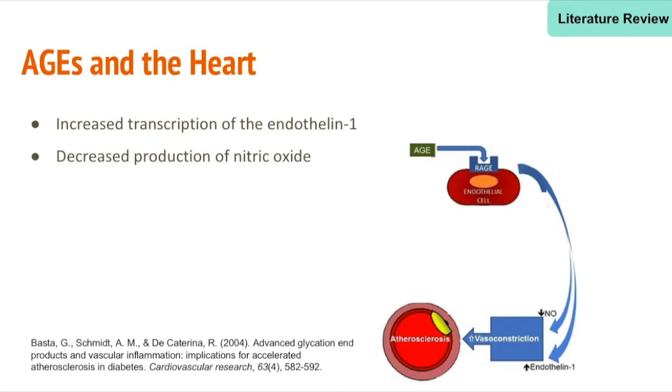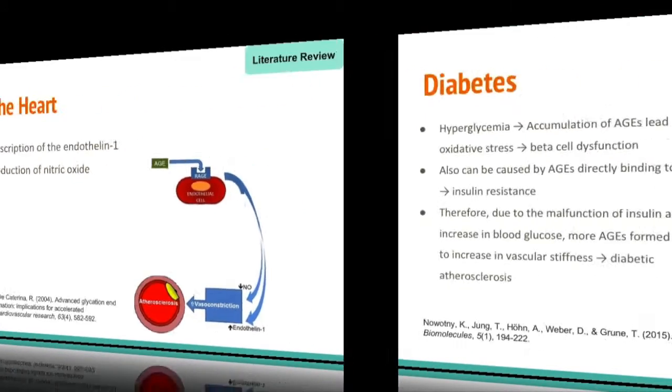AGEs stimulate endothelial cells to release endothelin 1 and downregulate the production of nitric oxide. Endothelin 1 is responsible for vasoconstriction, while nitric oxide plays a role in vasodilation. Since there is an increased amount of endothelin 1 and a lowered concentration of nitric oxide, the diameter of blood vessels decreases, which can eventually lead to atherosclerosis and high blood pressure.